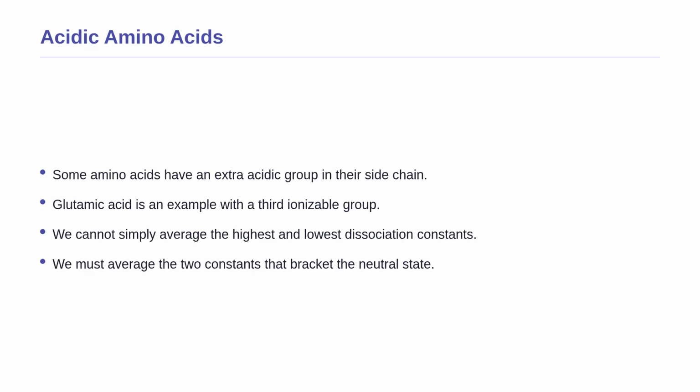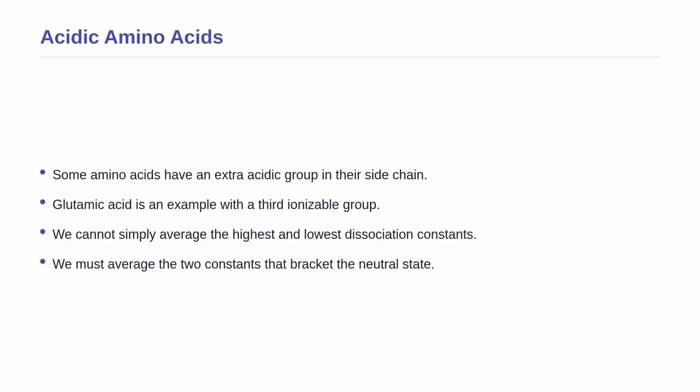This straightforward calculation works perfectly for neutral amino acids. But this brings us to a slightly more complex scenario. What happens when an amino acid has an extra acidic group in its side chain? Glutamic acid is a perfect example of this, as it possesses a third ionizable group.